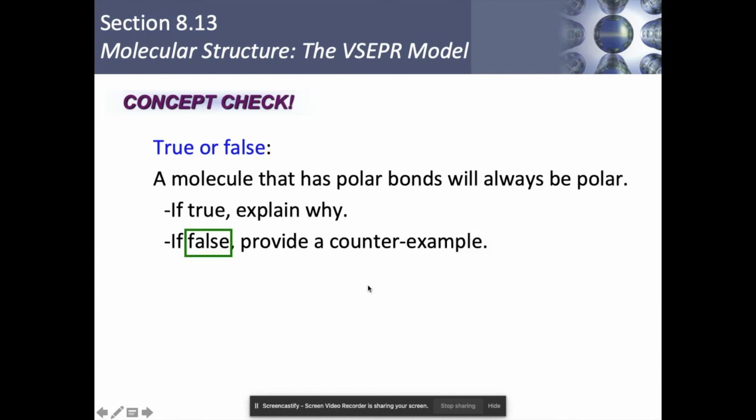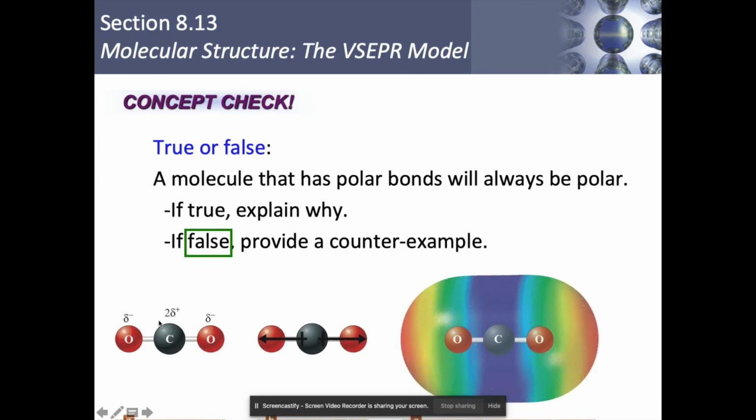So the answer is false. Remember, a polar bond just means that we have a difference in electronegativity. And that doesn't necessarily mean that it's going to be a polar substance. How do we know that? Well, we literally just looked at CO2. There is a difference in electronegativity between oxygen and carbon, but it's a symmetrical molecule, so the dipoles end up canceling out.